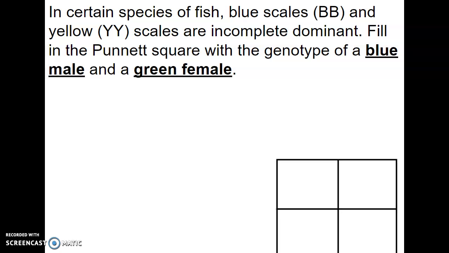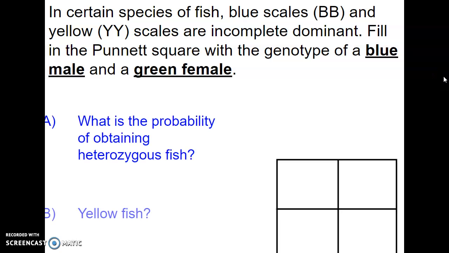In a certain species of fish, you have blue scales and yellow scales. Fill in the Punnett square with the genotype of a blue male and a green female. So a blue male would be capital B, right? A green female would be a combination of the blue and yellow. So we would put BY.